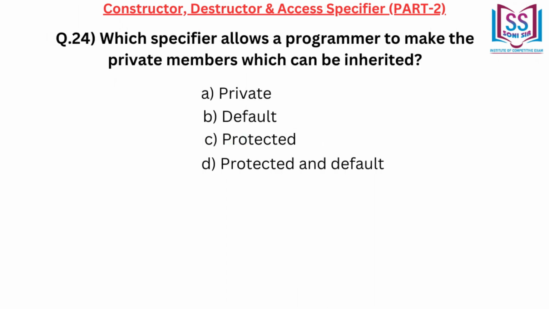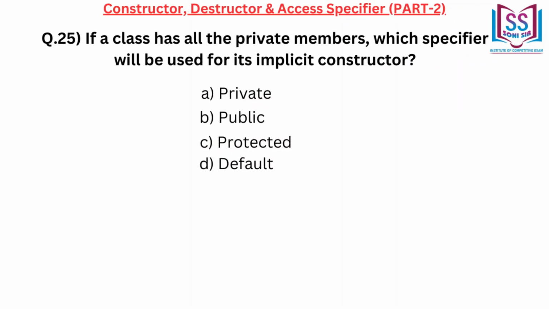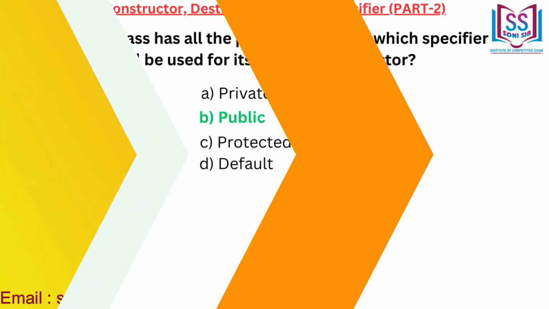3. Which specifier allows a programmer to make the private members which can be inherited? A. Private, B. Default, C. Protected, D. Protected and default. Correct answer C. Protected. If a class has all the private members, which specifier will be used for its implicit constructor? A. Private, B. Public, C. Protected, D. Default. Correct answer B. Public.